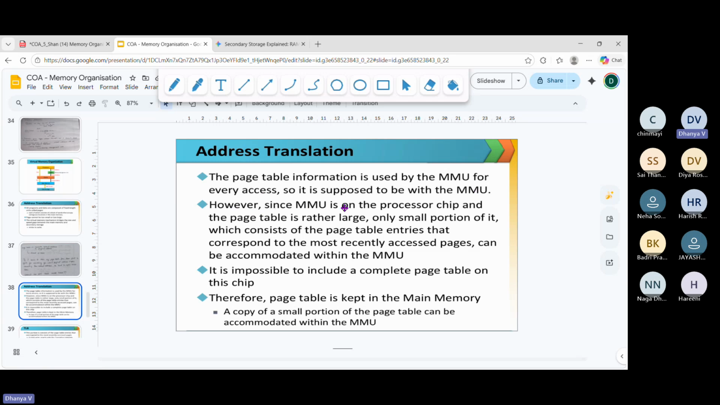However, since the MMU is on the processor chip, and the page table is rather very large, only a small portion of it is actually stored in the MMU. Your MMU is quite small because it's on your processor chip, so only a part of the page table is stored in your MMU. The remaining stuff is stored in your main memory, because you have much more space to store things compared to your MMU. Okay, so that's why a page table is stored in your main memory.